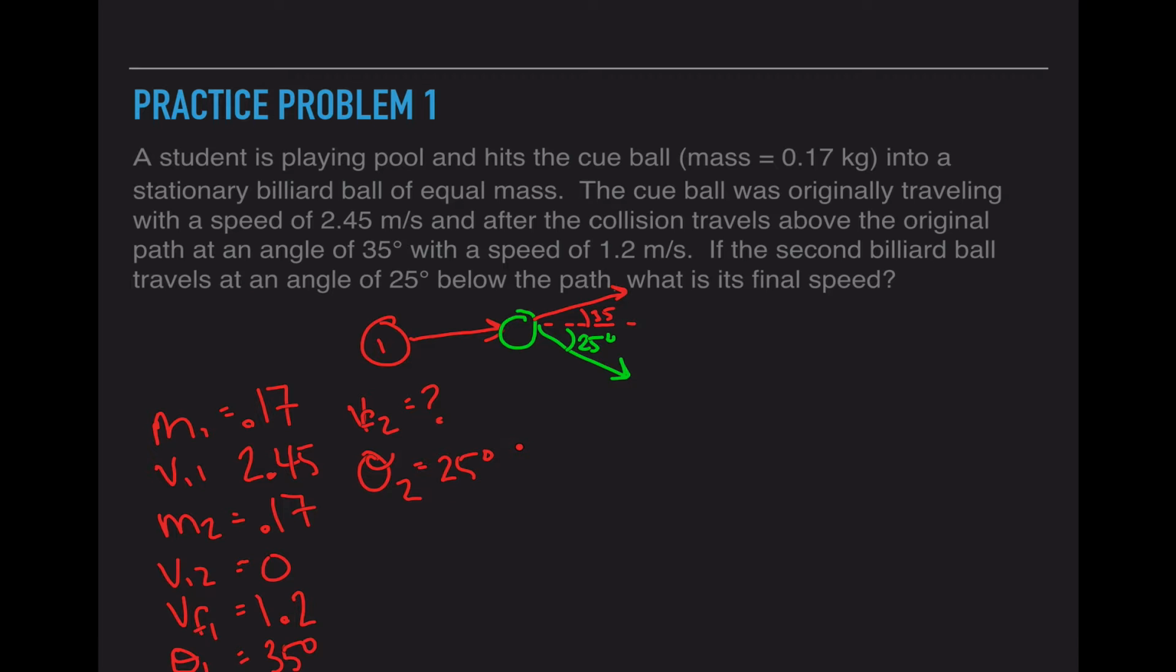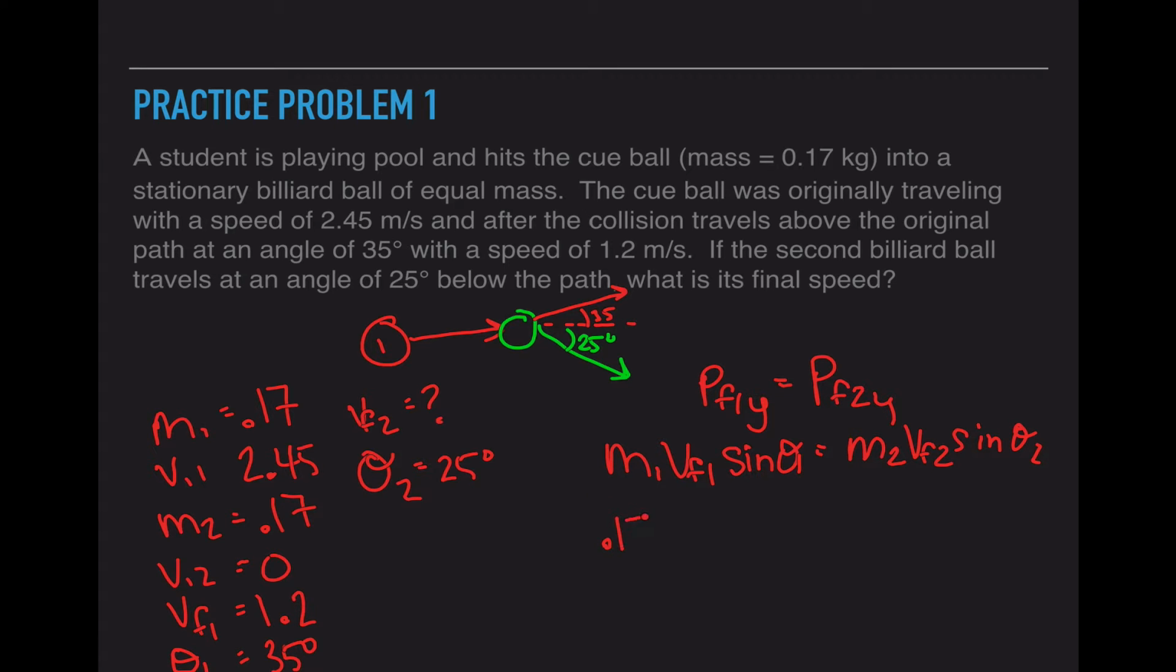So I told you that I'd show you one of each example. Since we are solving for a final velocity, for this example, I'm going to use the y direction. So I'm going to use my equation that sets the final momentum of object 1 in the y direction equal to the final momentum of object 2 in the y direction. In order to do that, I need m1 vf1 times sine theta 1 equals m2 vf2 times sine theta 2.